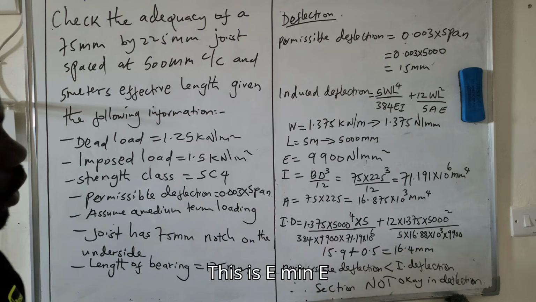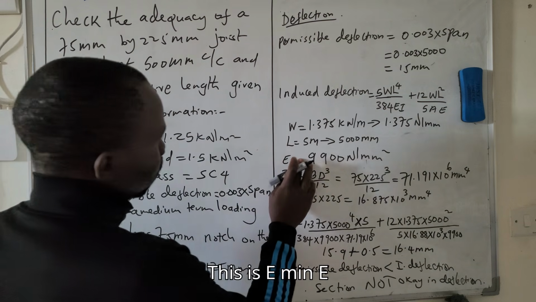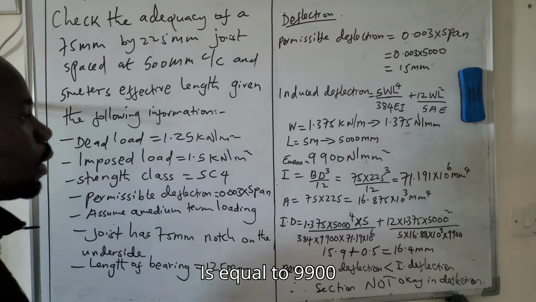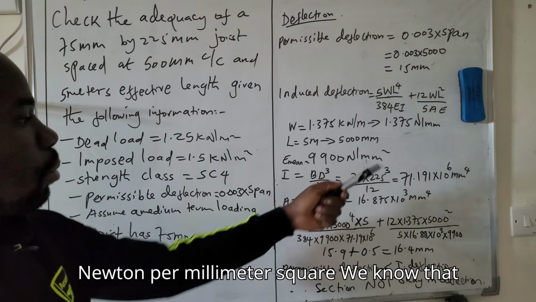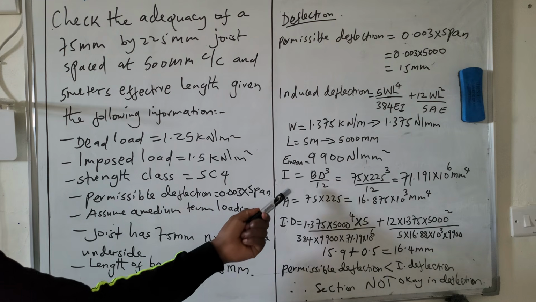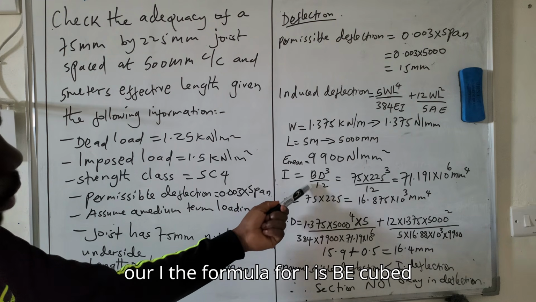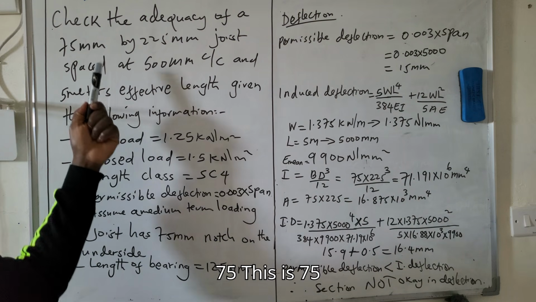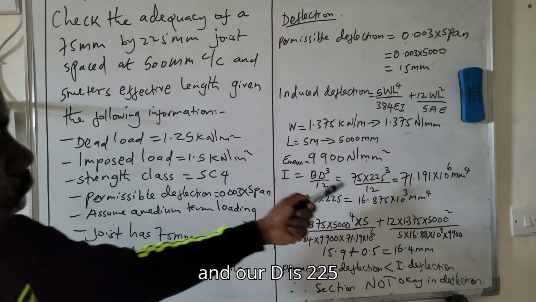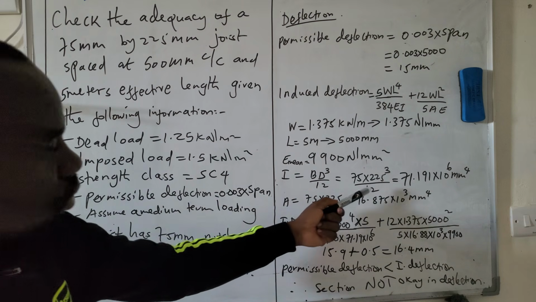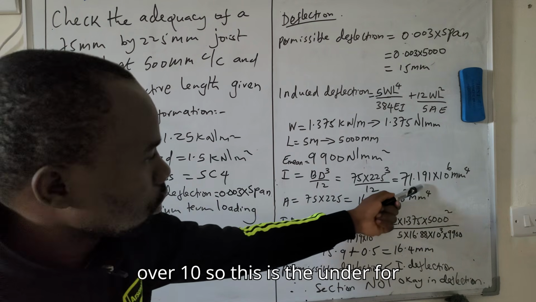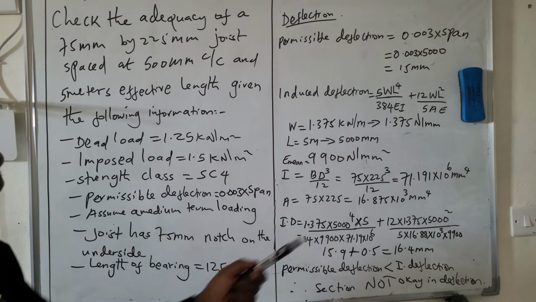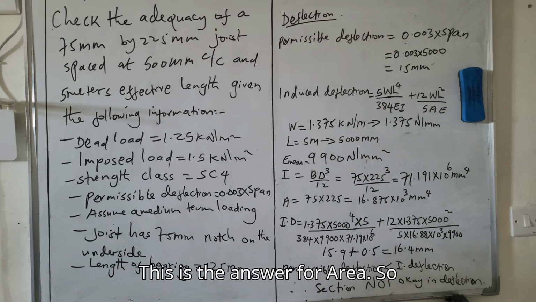Our E mean is equal to 9,900 Newton per millimeter square. We know that the formula for I is BD cubed over 12. So our B is 75 and our D is 225, over 12. So this is the answer for I. Area is length times width. This is the answer for area.